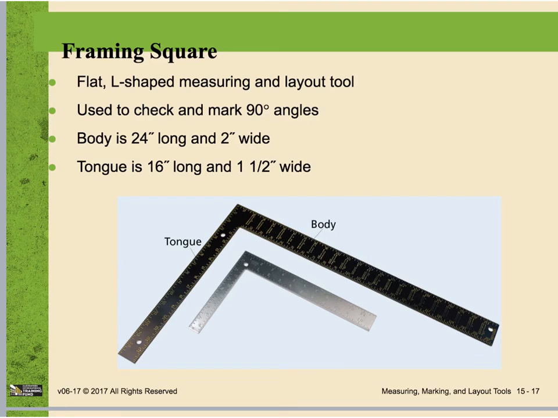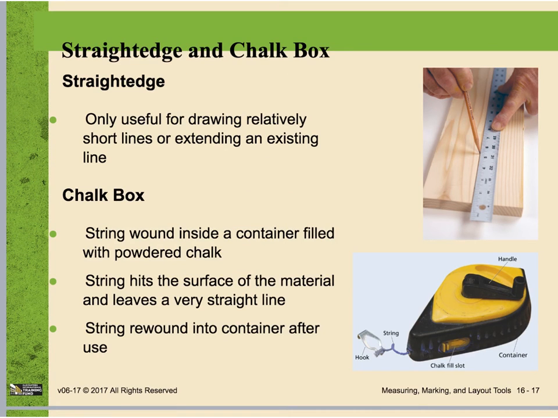A framing square is a flat L-shaped tool. One side is usually 24 inches long, while the other side is about 16 inches long. These framing squares are used to help you lay out stairs and angles, which we'll learn in a later class. A straight edge is basically a ruler. This will allow you to line up against two marks and to help you draw a straight line when you need to make a long cut.